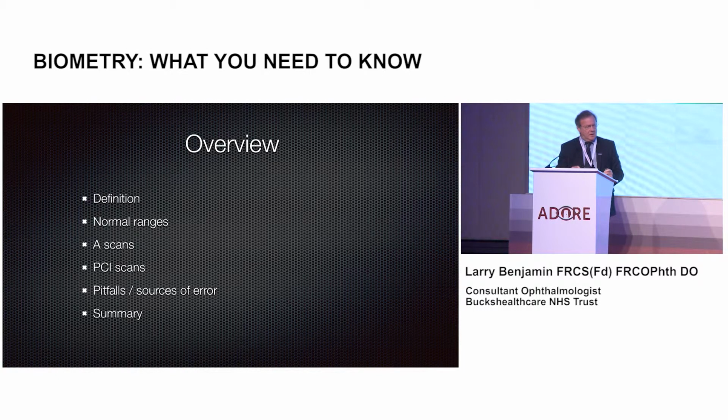I'm going to talk a little bit about definition and normal ranges. I think it's important to know a bit about A scans and a bit about partial coherence interferometry, or the IOL Master, and then a little bit about sources of error.